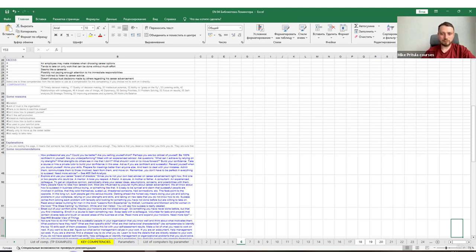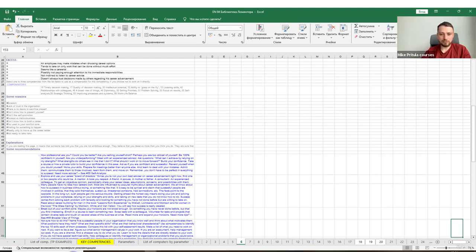They tend to only take on work that can be done without much effort. It seems to apply to careerists. They probably don't pay enough attention to their immediate responsibilities. They're so focused on their career that they're not interested in the here and now. Then there are compensators, some reasons why this happens, explanations and recommendations. And there are many of these recommendations for each competency.